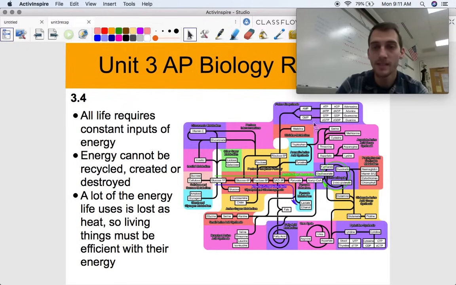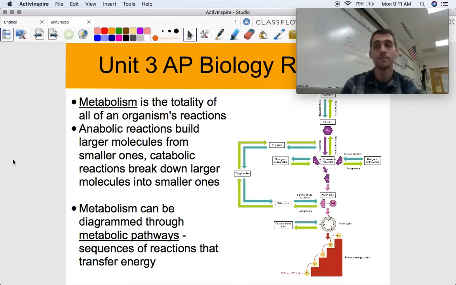Sorry. This is a metabolic map. I'll talk more about that in a second. Metabolism, as I kind of alluded to in 3.1, is the totality of all of an organism's reactions. Anabolic reactions build larger molecules from smaller ones. Catabolic reactions break down larger molecules into smaller ones. We talked about this already. All of those together are called metabolism.